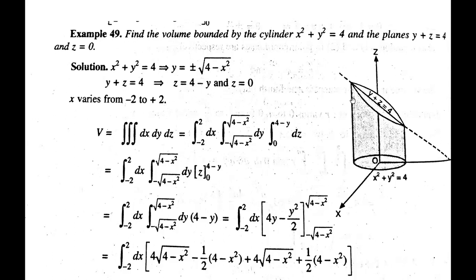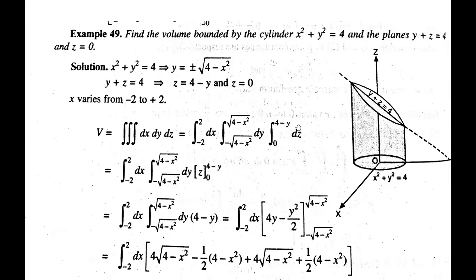And this is your cylinder x square plus y square. It will lie in these axes, and y plus z is equal to 4 is a plane, so it will lie on the y and z axis because x is 0 here. And this is your common region, right? So just triple integration dx dy dz, minus 2 to 2, minus square root of 4 minus x square to square root of 4 minus x square for dy, and the limit of z is 0 to 4 minus y.